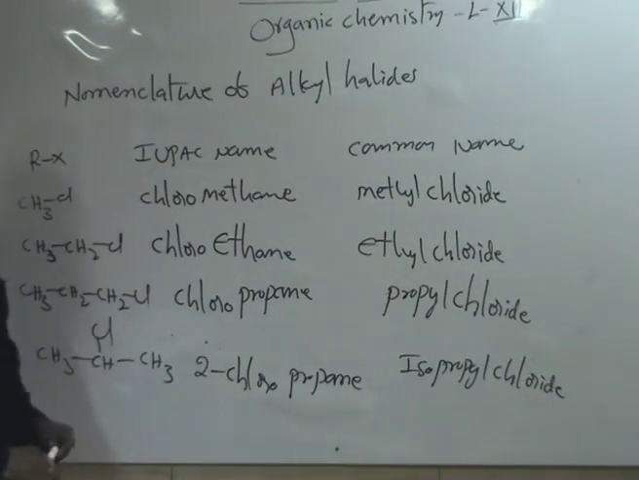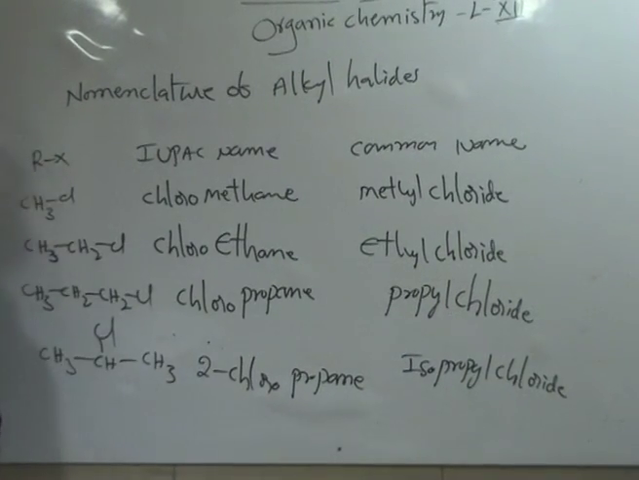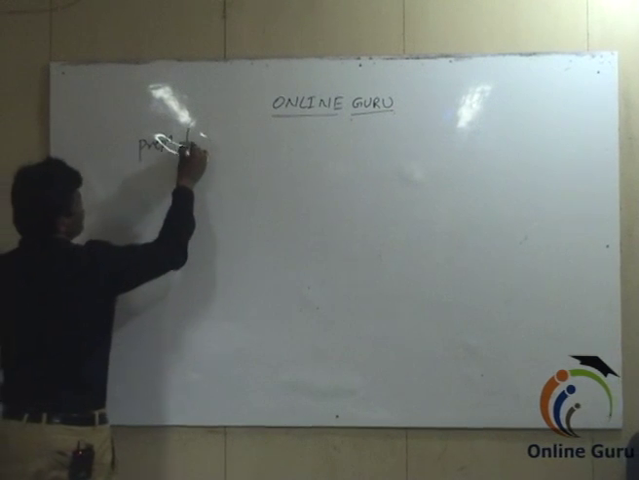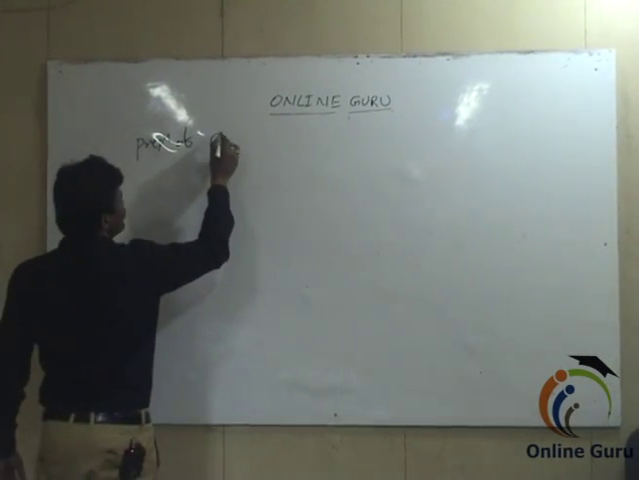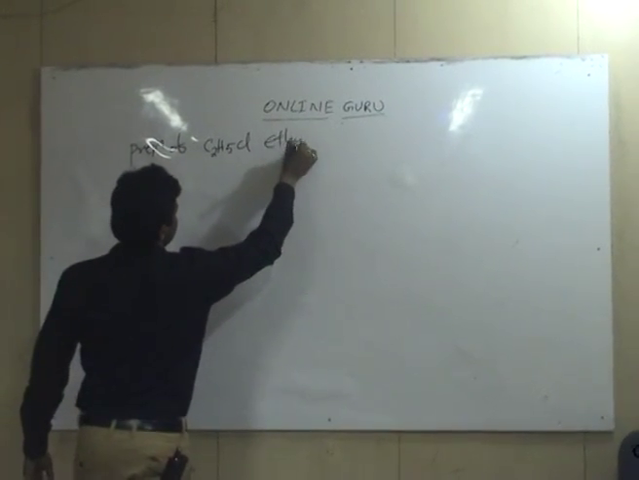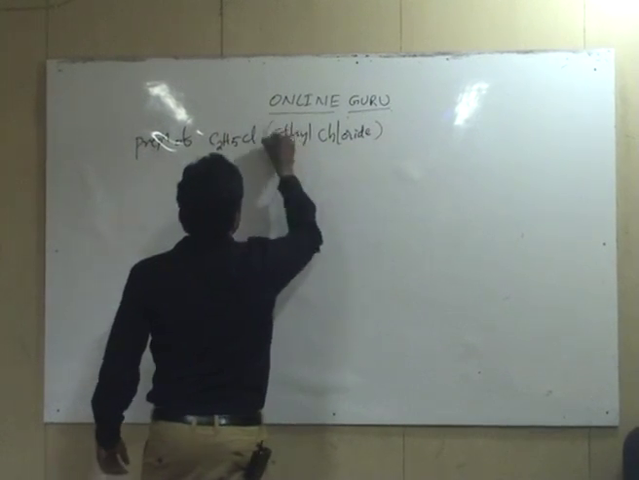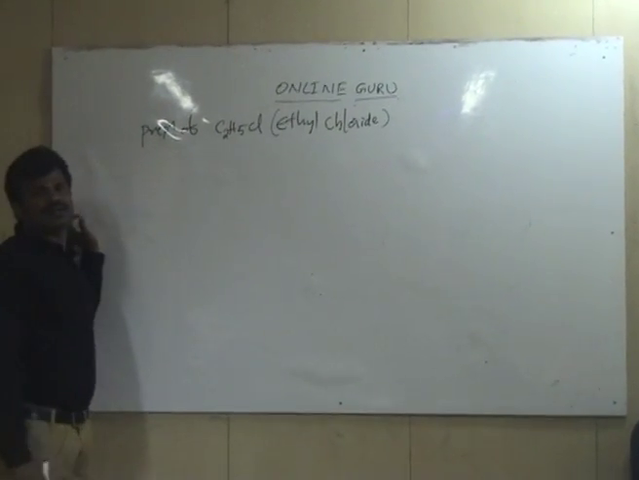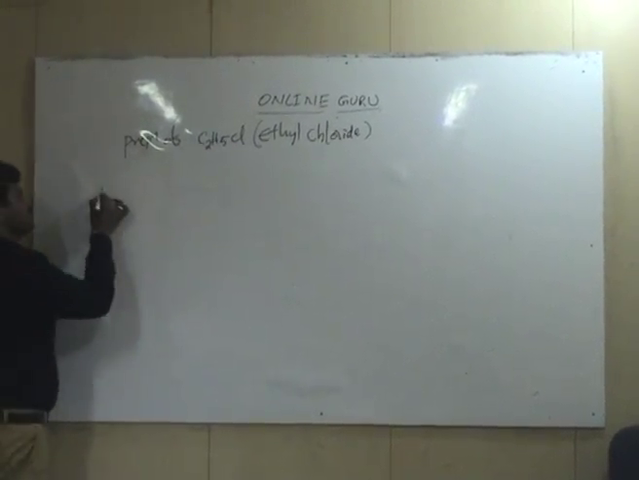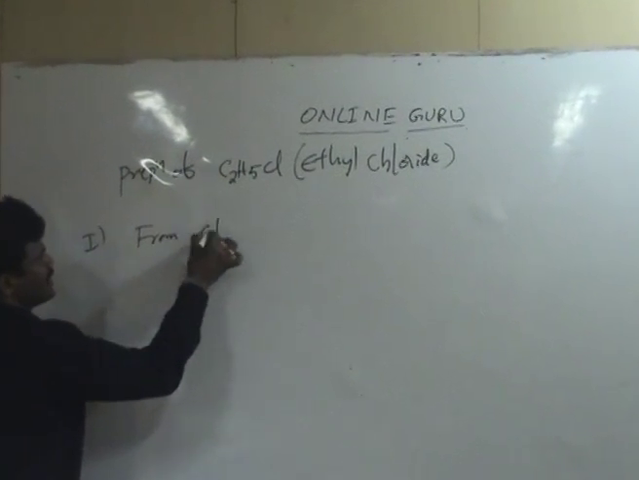Now, preparation of alkyl halides. Preparation of ethyl chloride. The molecular formula of ethyl chloride is C2H5Cl. The first preparation method is from ethyl alcohol.